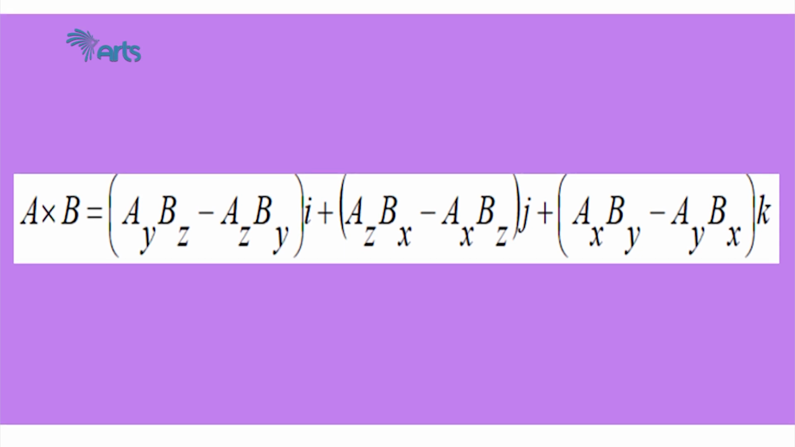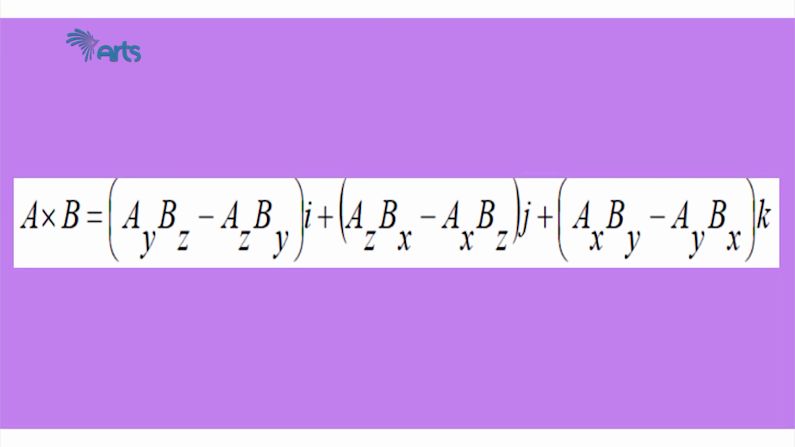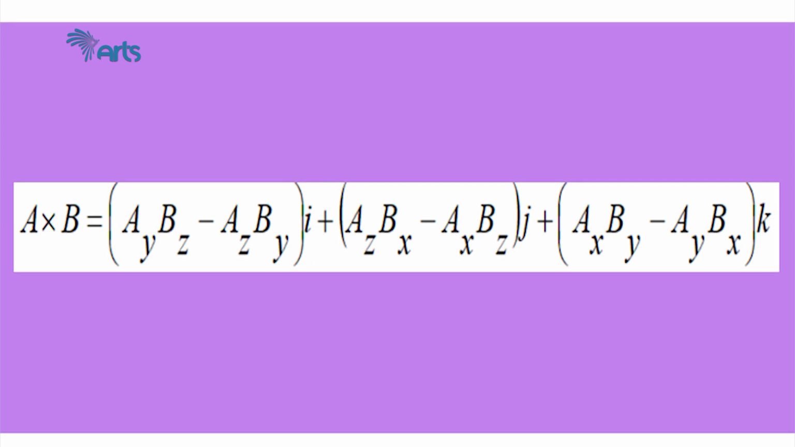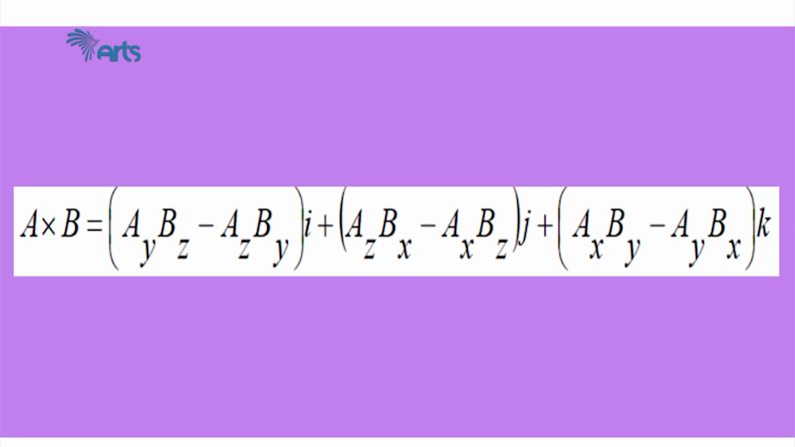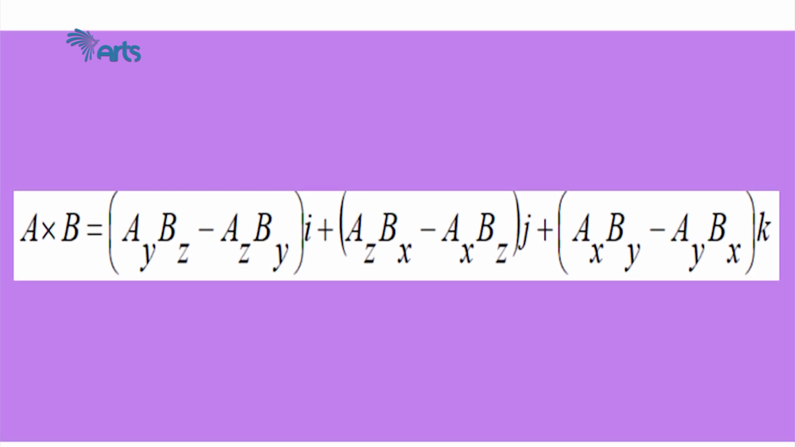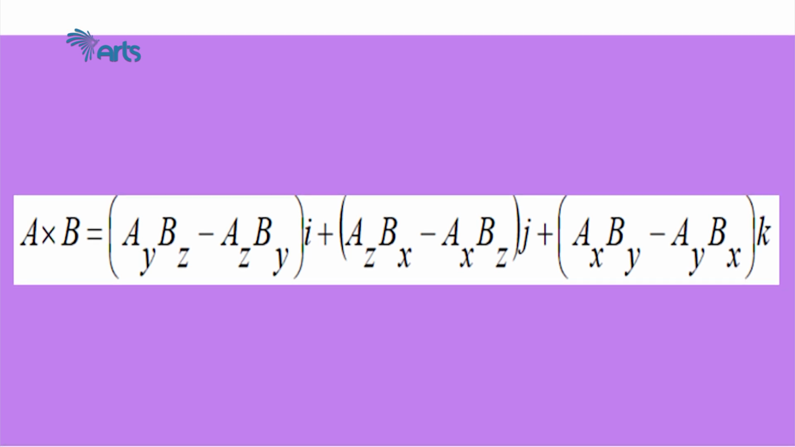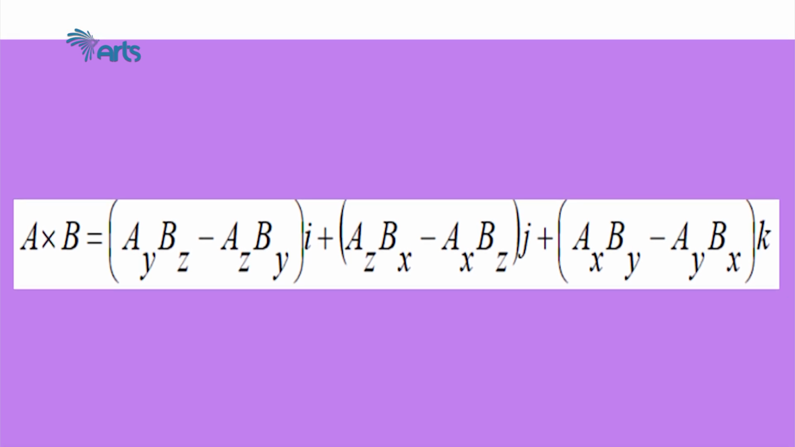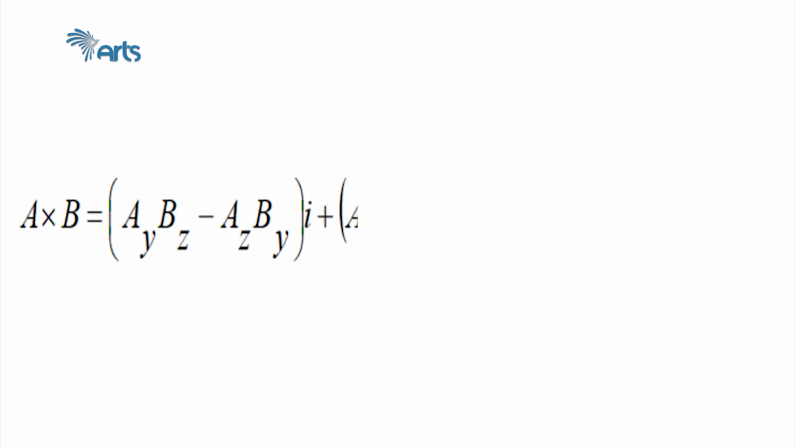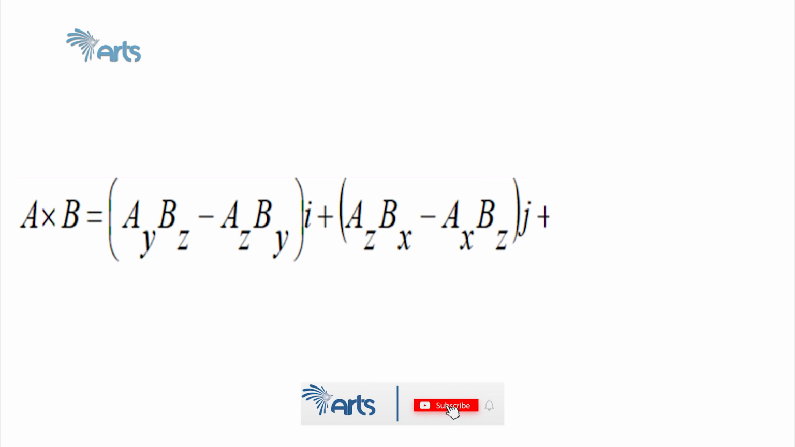And to find the cross product of two vectors that are expressed by their components, you have to apply the matrix method, and then finally you will have this formula to find the cross product of two vectors A and B. So A cross B is equal to (AyBz minus AzBy) in the i plus (AzBx minus AxBz) in the j plus (AxBy minus AyBx) in the k.